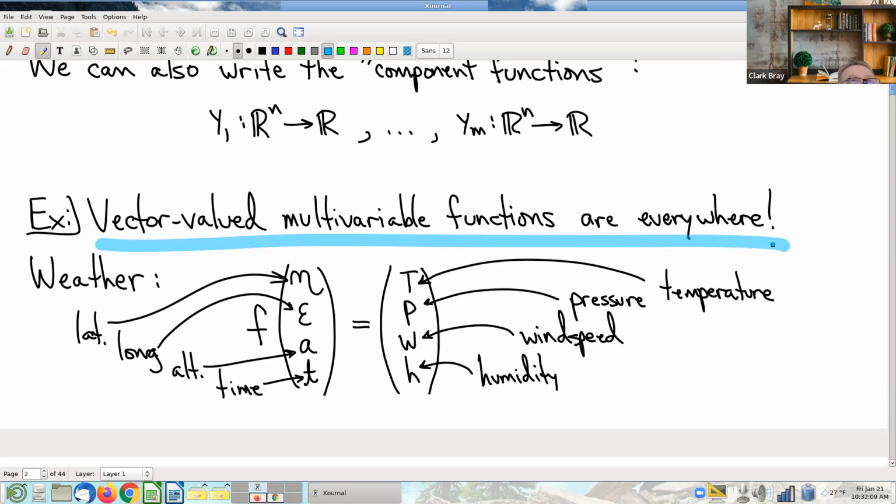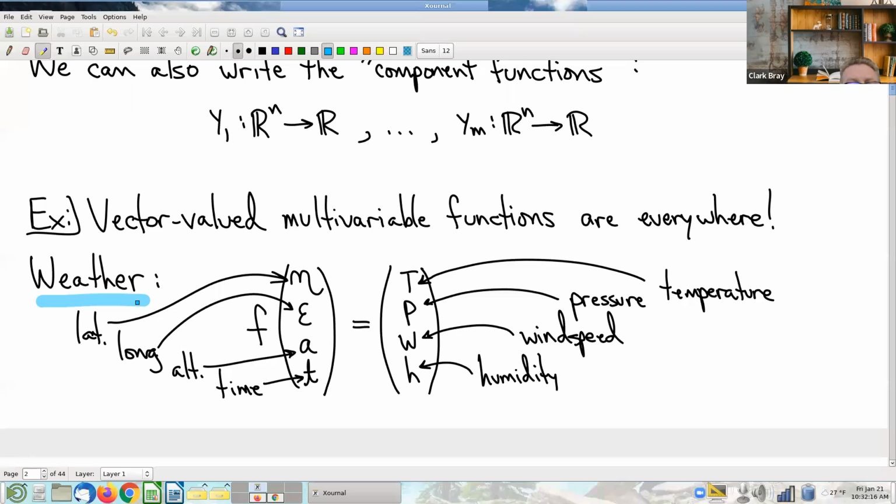Multivariable functions, vector valued even, they are everywhere. And so I like this example here. It's what I call the weather function. And by the way, this is a pretty tame version of the weather function. But you can think of it as that there's various things that determine what the value of the weather will be.